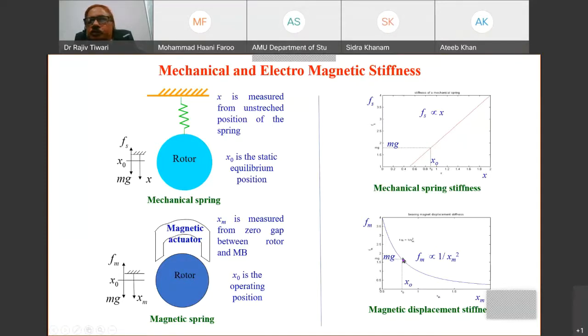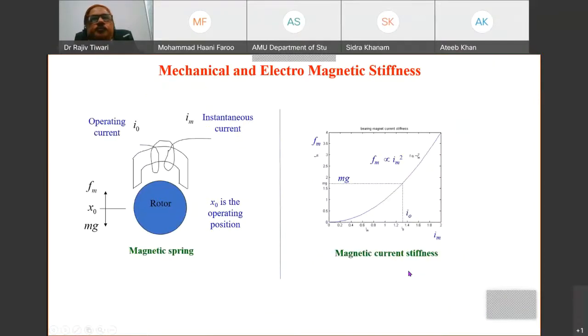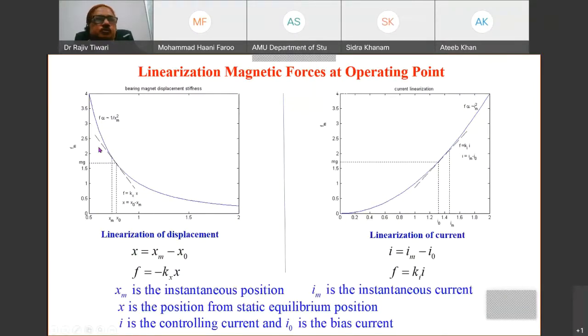if we draw a tangent around this equilibrium position, similar to here, we get a line and the slope of that, I can show here. The slope around the operating position will give a stiffness, a linear stiffness. This linear stiffness has a negative slope, so a negative sign is here. So this is called the displacement stiffness, relating the displacement and the magnetic force.